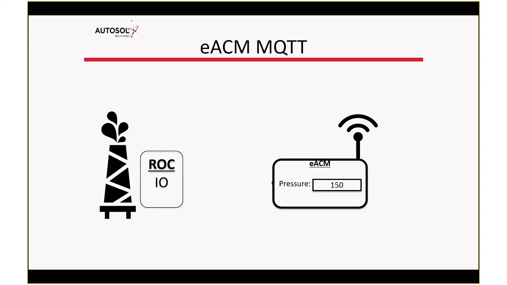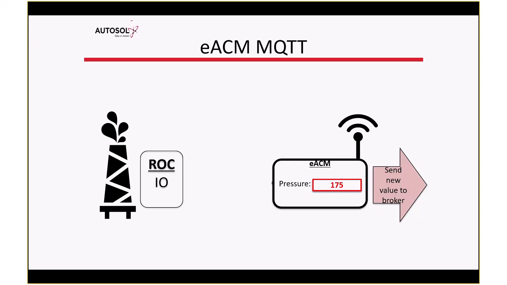So for those of you unfamiliar with MQTT, I have a very brief explanation of how eACM utilizes this protocol. So when we're in the field, like this demonstration here, eACM polls the end device in its native protocol, and it's looking for a change of value. So as soon as the value changes, that is when eACM is going to send a message up to the broker. If the value doesn't change, eACM doesn't publish the value up to the SCADA system.